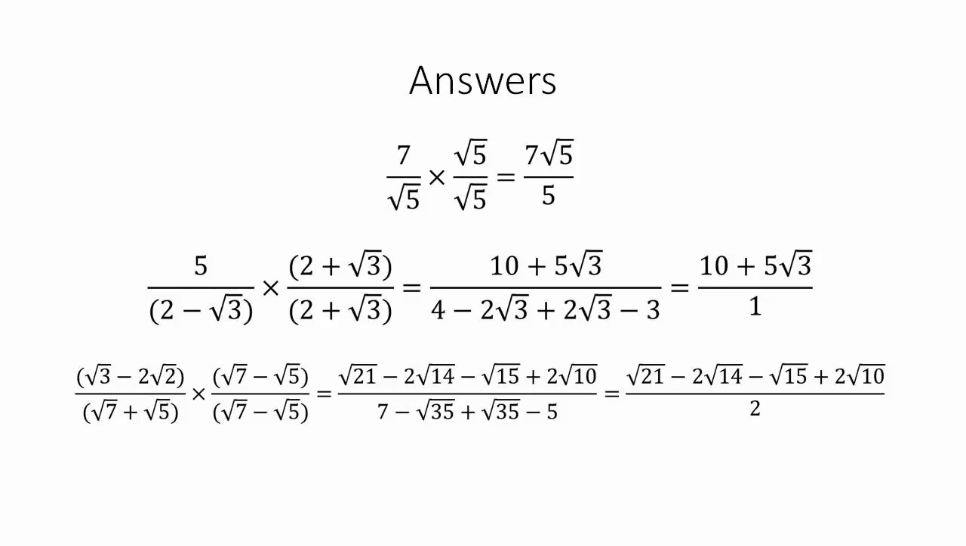Now, the last one I've thrown in, just to show you that no matter how ugly it looks, the denominator can always be rationalised using difference of two squares. Just change the sign in the middle and multiply by that particular bracket over itself. So you're just multiplying by 1.